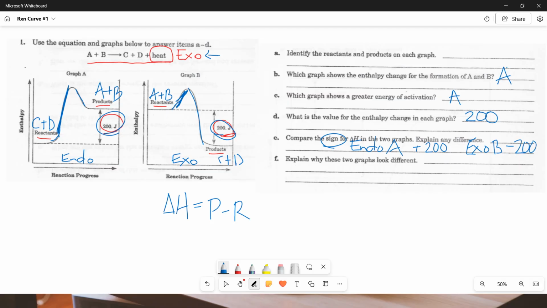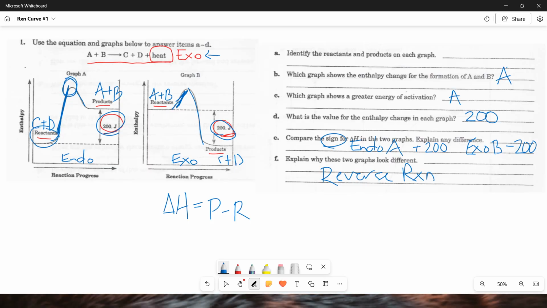All right? And then explain why the two graphs look different. Well, they're mirror images. One is the forward reaction, one is the reverse reaction, so they're just reverse reactions of each other. And I didn't tell you in the first video the distance between the top of the curve and the reactants. In other words, the activated complex minus the reactants is going to give us the energy of activation. We didn't have to calculate that, but I thought it would be important to explain that once again.